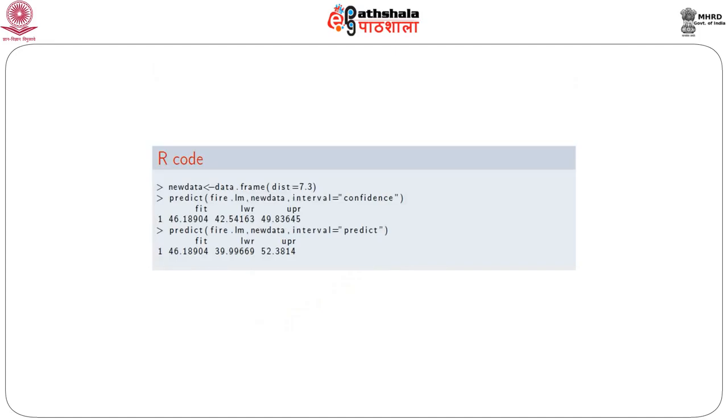Now, in order to extrapolate the value of y, in this case what we have done is we have created a new data frame where we insert the value of distance equals 7.3, and we wish to know what the value of y would be when distance equals 7.3. So, using the predict function in R on our lm object fire.lm, I have here obtained the confidence interval for the fit, and we have obtained the prediction interval for this fit, and the outputs are given in R.